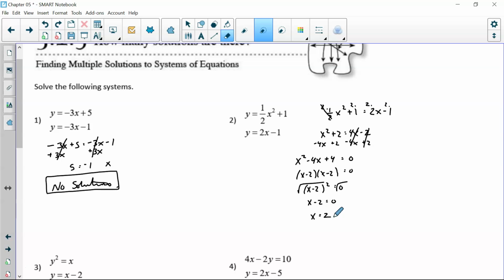Now, that's our value for x. We still need to find out what y equals. Now, it doesn't matter which equation we substitute into. Let's use the bottom one because it looks a little bit easier to work with. y equals 2 times 2 minus 1. So 4 minus 1, y equals 3. So our solution is actually at (2, 3). That's the point of intersection. That's where these two graphs intersect, at that one point.